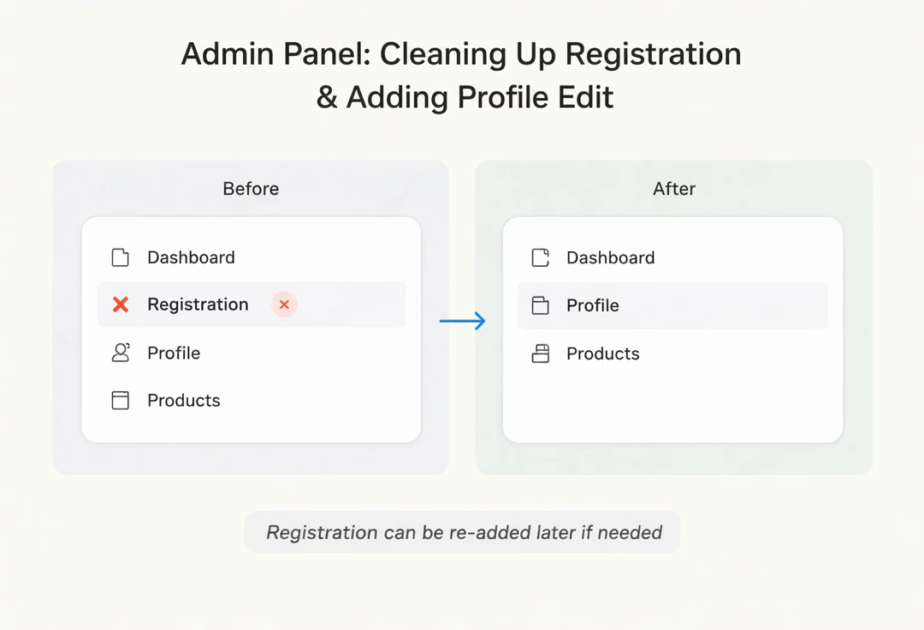Continuing from where we left off, the instructor notices that the admin panel still has a registration link in the sidebar. Since admin users don't need to self-register, this gets removed to keep the panel clean. The important thing to note here is that this isn't permanent. If registration is needed again later, it can simply be added back. This kind of housekeeping keeps the admin interface focused and uncluttered.